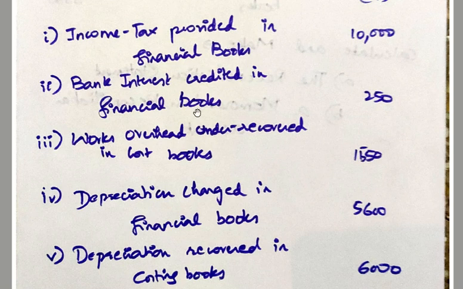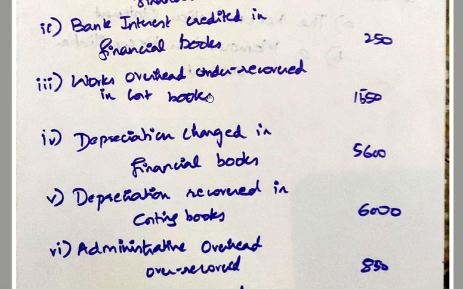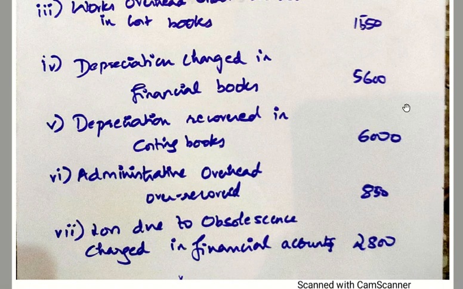Bank interest credited in financial books, again it is a financial income because it is credited, so you will add it. Works overhead under recovered, any overheads under recovered will be minused. Depreciation charged in financial books. So depreciation charged in financial books is 5,600. Depreciation charged in costing books is 6,000. So if you see, the depreciation charged in costing books is more than financial books. Since we start with profit as per cost books, it is over depreciation charged, excess of depreciation charged in cost books, so you will add it.